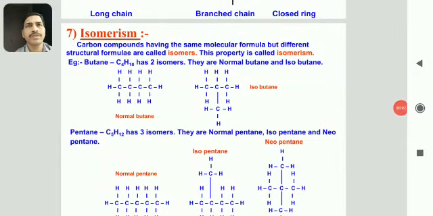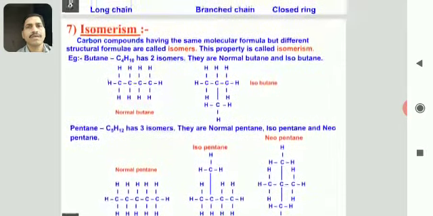Hello students, today we will be learning about isomerism.